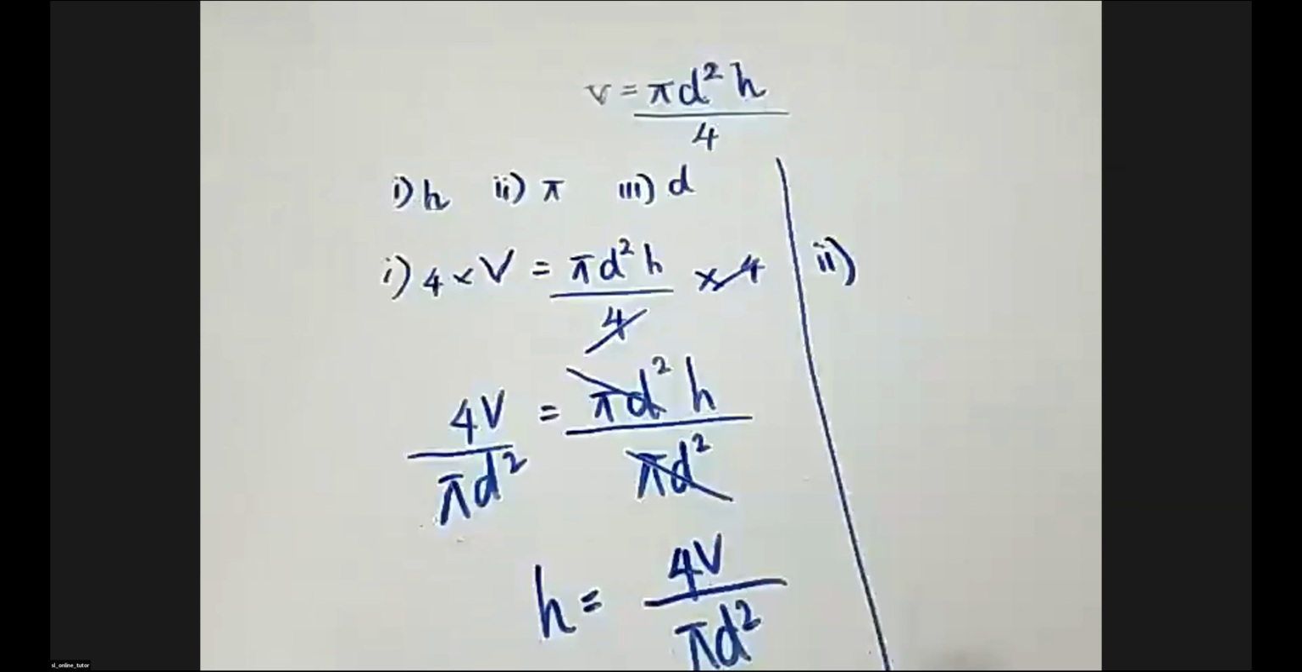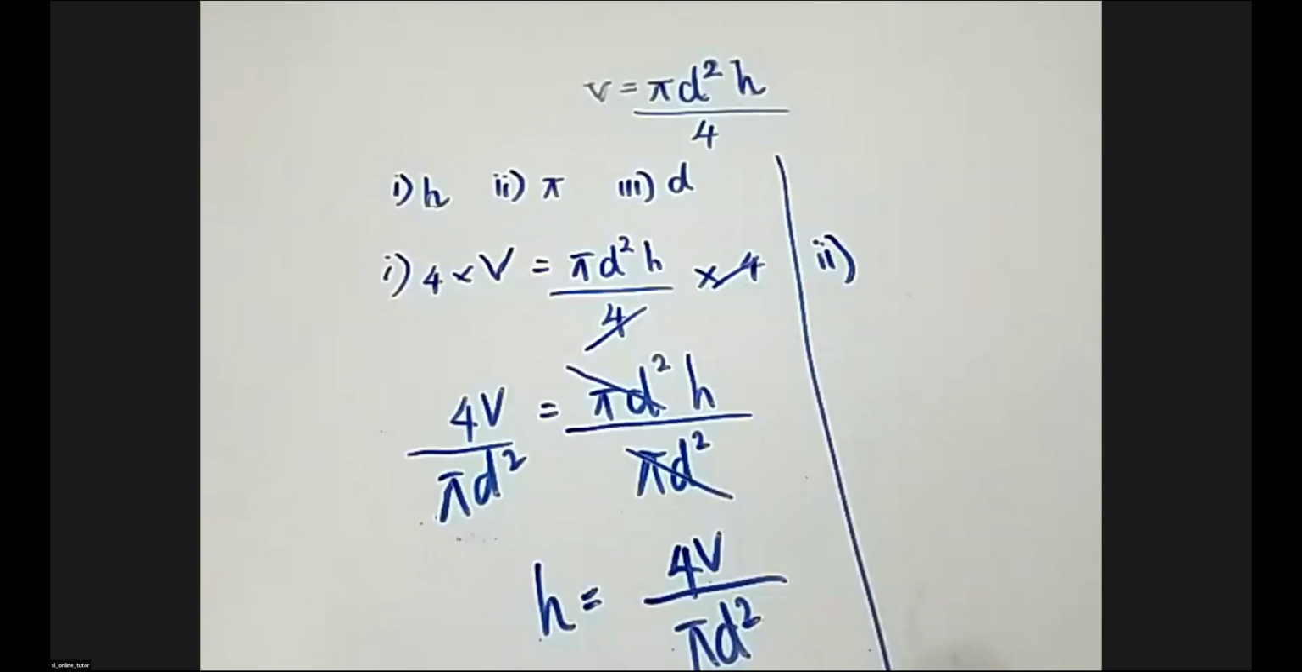Now do Roman number 2. Make pi as the subject. Do it alone. Copy down this one and do it alone. The second one.